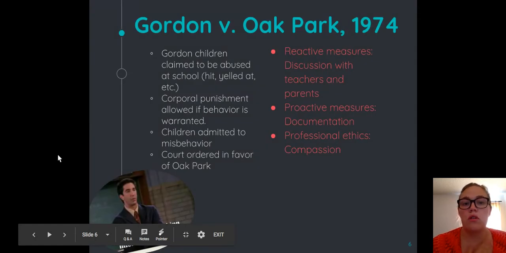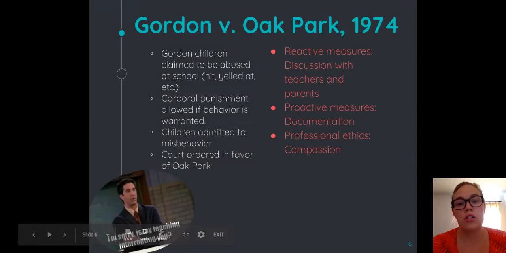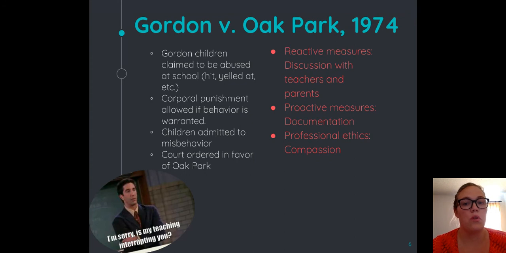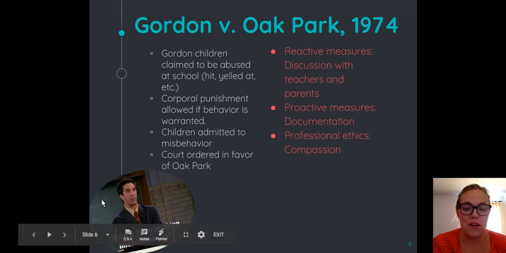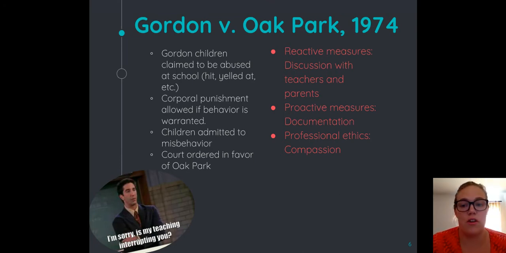Okay, next is Gordon versus Oak Park. The Gordon children claimed to be abused at school, hit, yelled at. It mentioned in the court case corporal punishment, and they said that it was allowed if the behavior was warranted. The children actually admitted to the misbehavior, and then the court ordered in favor of Oak Park. I put this meme down here. I thought it was kind of funny and pertained to this, about there were multiple disruptions and behavior that had happened.